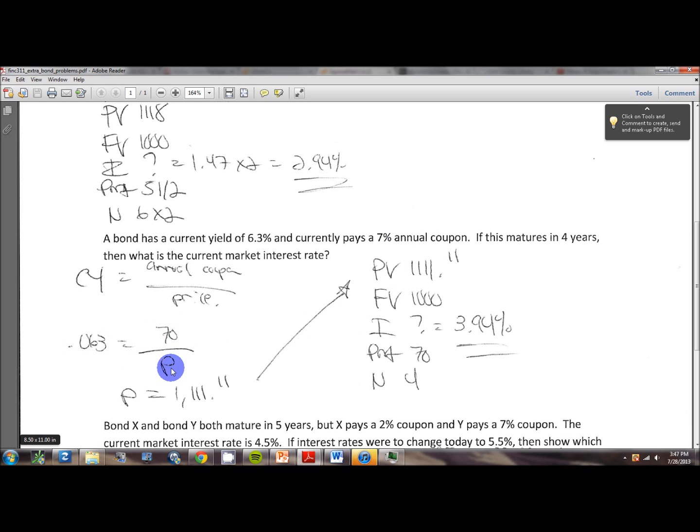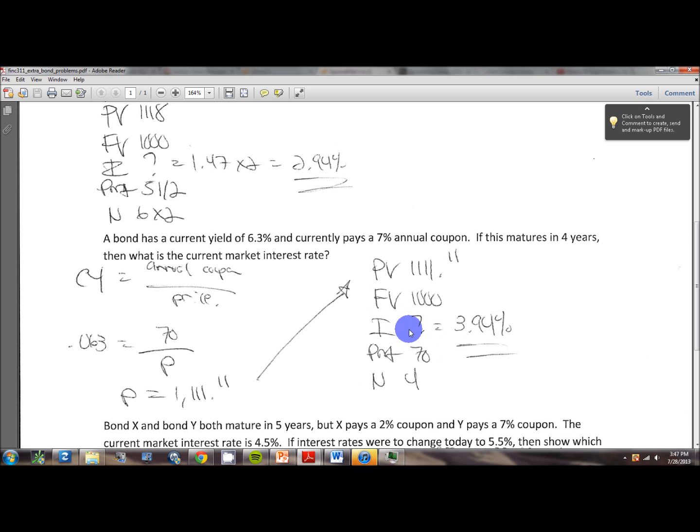All you have to do now is solve for your price, right? So your price is going to be 1111.11, right? So that is where I'm able to fill in the price to complete my time value of money application. And from there, it's pretty straightforward. You just crank this guy out.